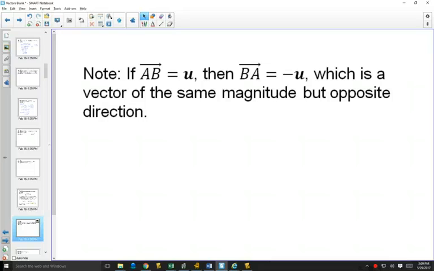So if A to B is equal to the vector u, then B to A, that's the same length but in the opposite direction, that would be negative u. So it has an opposite direction. We just show that with a negative out in front.